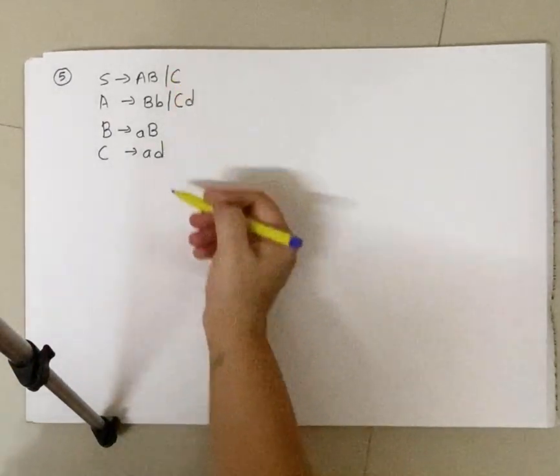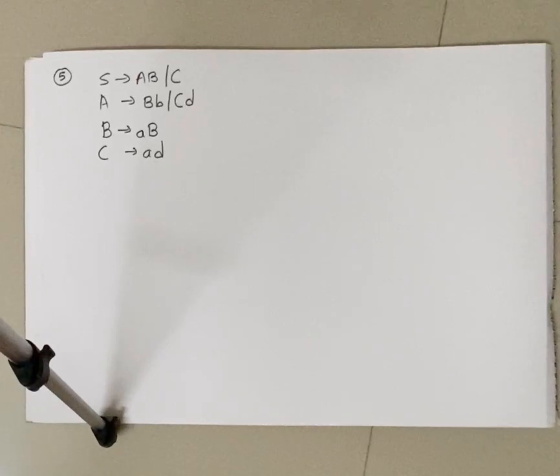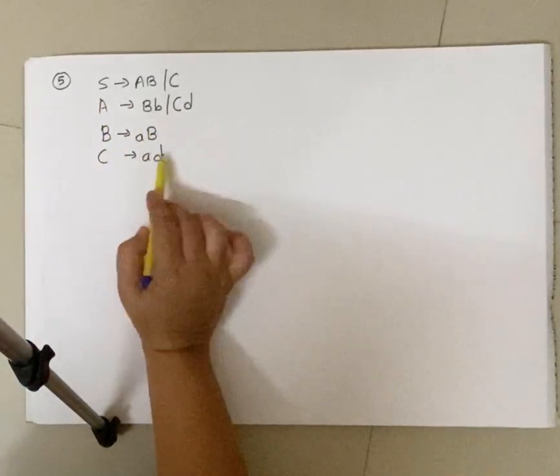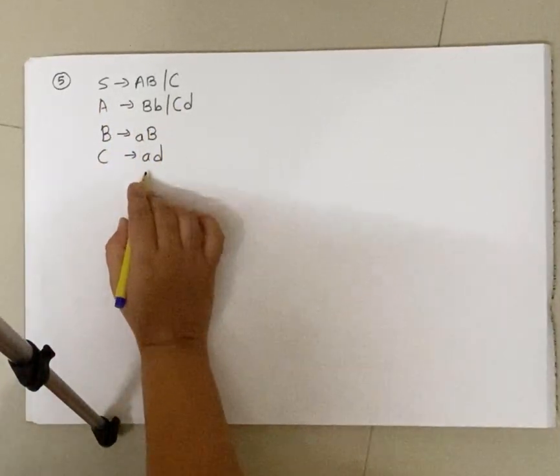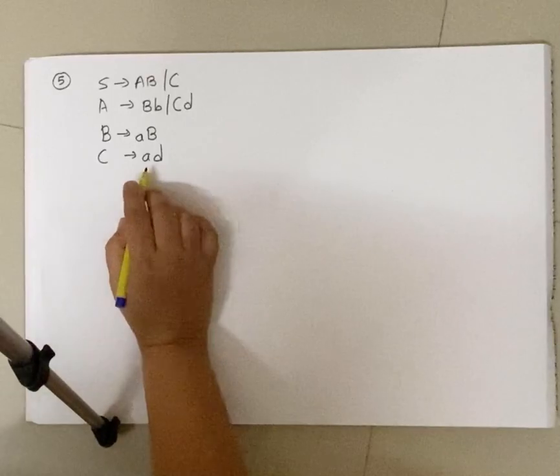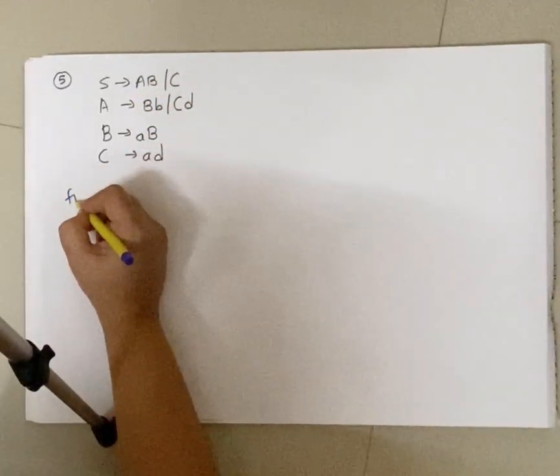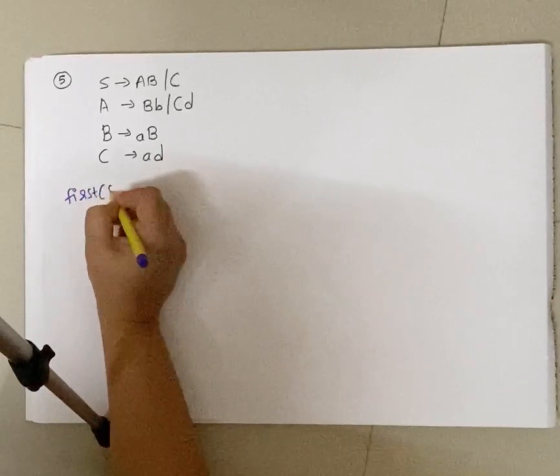You can see here a grammar for which you have to check whether the given grammar is an LL1 grammar or not. We will first of all check: do you have any kind of left recursion available over here? No. So we are going to simply calculate first and follow. Let me calculate first of capital S.